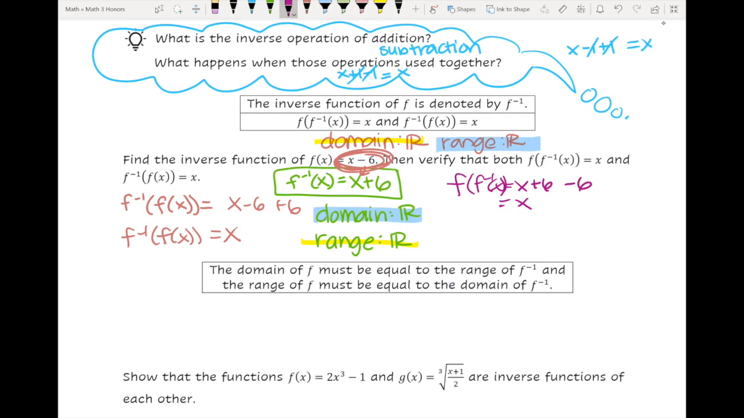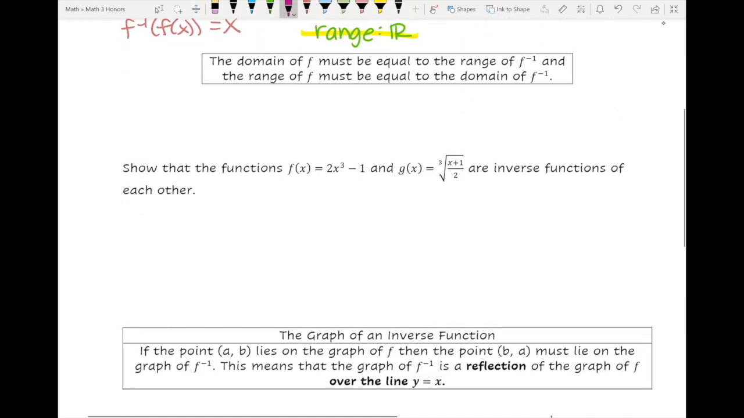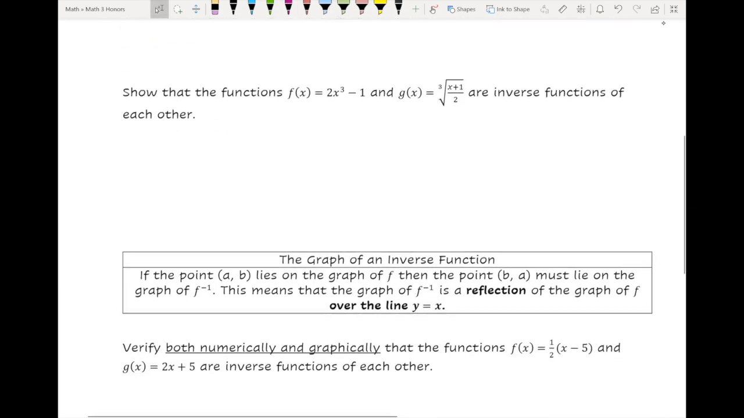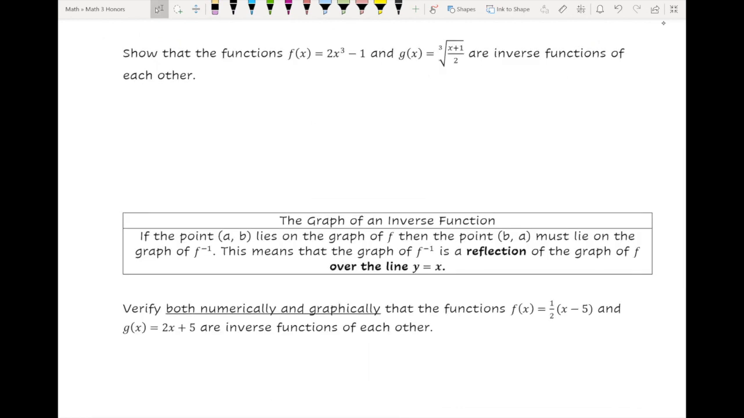Now let's look at the next one here. Show that the functions f of x equals 2x cubed minus 1 and g of x equals the cube root of (x plus 1) over 2 are inverse functions of each other. So if they are inverse functions, then both f of g of x should equal x, and then g of f of x should also equal x. We're going to check both.